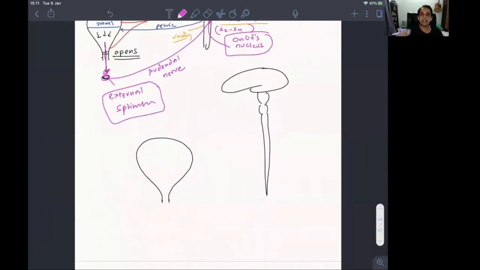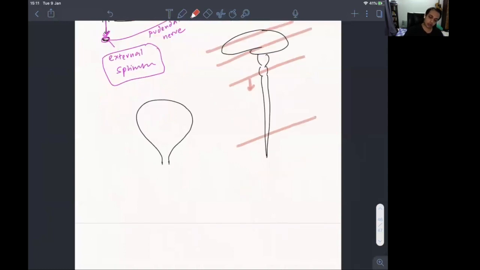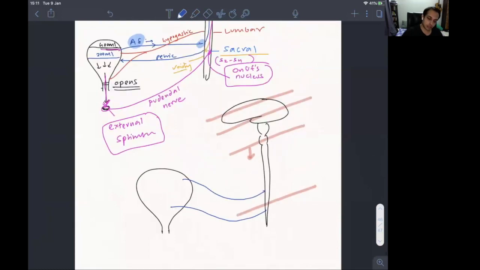Now coming to sites of the lesion. Where all can the lesion be? You can have a lesion in your cortex. You can have a lesion in the subcortex. You can have a lesion in the pons or anywhere below the pons, but above the sacrum. Or you can have a lesion in the nerve fibers connecting the bladder to the spinal cord. Okay. So these are the different kinds of lesions that you can have.